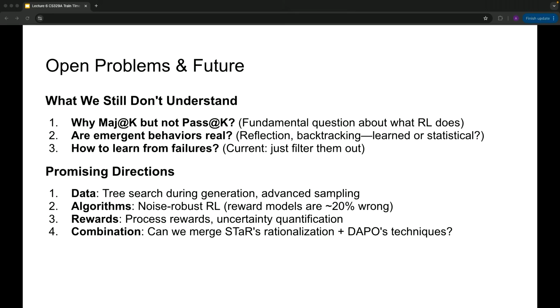There have been a few papers that have tried to learn from failures in useful ways, but currently a lot of the techniques just filter them out. Some promising directions that people continue to explore are along the data dimension, like how do you generate better data to train the model, along the algorithm dimension, like how do you get the reinforcement learning to be robust to noise in the reward models, what kind of rewards should we use, and then can you combine some of the rationalization techniques that we did in STaR with, say, the techniques that we did in DAPO. So all of those are very interesting directions that you could look into for your projects.